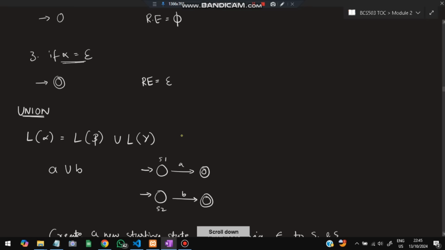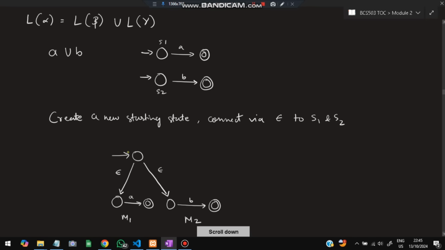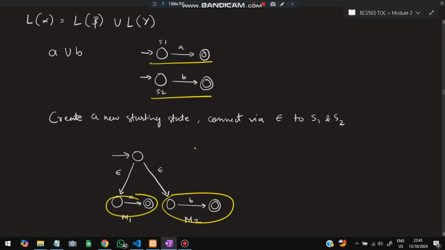If you want to perform the union, the language alpha is written as language beta union language gamma. The union of these two leads to alpha. Let's separate it: this will be A and this will be B. Now let's make A and B here. To form the union, I have to create a new starting state and connect it via epsilon to S1 and S2. So a new state I've created. After that I'll take two epsilons here, and in the first epsilon I'll substitute this one, in the second epsilon I'll substitute this one. This is how you take the union.